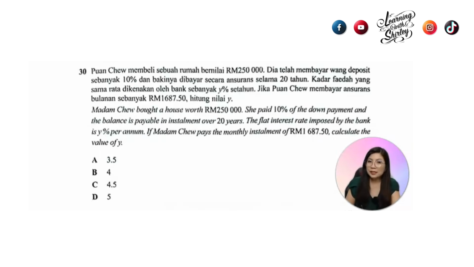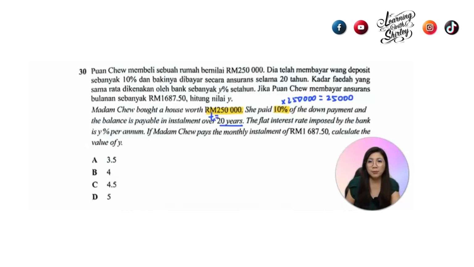Let's look at question number 30. This is on loan installment. Okay, she bought a house worth 250,000 ringgit. She paid 10% of the down payment. So 10% of 250,000 is equals to how much? 25,000, right? And the balance is payable in installment over 20 years. So this is going to be our T, which is 20.